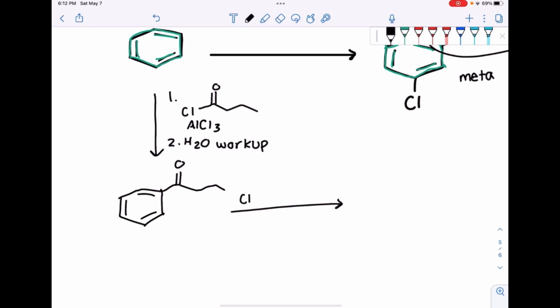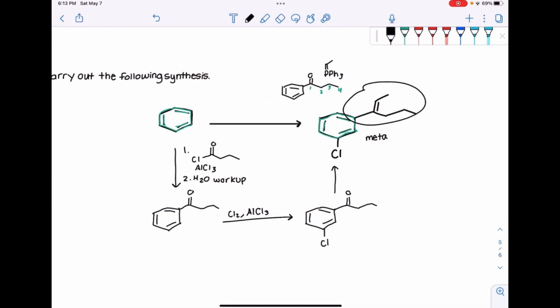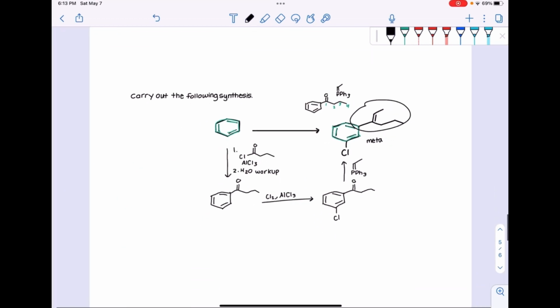So we do this through another EAS reaction. This is halogenation. You would get this intermediate. And now the final step is something we already talked about, turning this ketone into having a double bond. And this is the Wittig reaction that we discussed before, and we already have the reagent selected for it. And now the synthesis is complete.